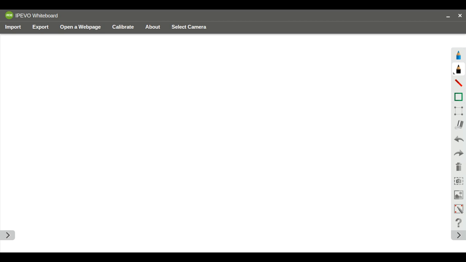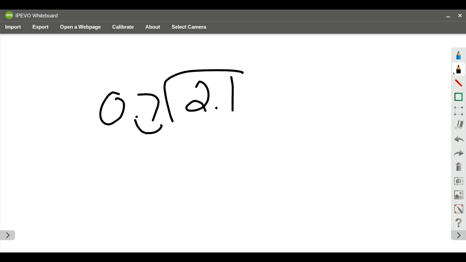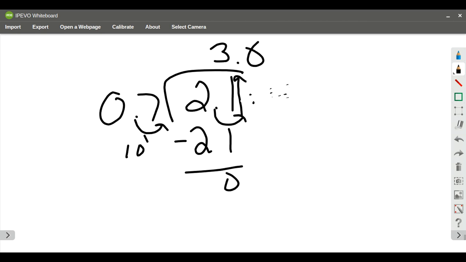Okay. I have 2.1 divided by 0.7. So I'm going to go ahead and move my decimal over 1 place in each, because I can multiply this by 10 to the first power, which means I have to multiply this by 10 to the first power to move the decimal. And when I do that, now I can solve by looking at how many times 7 goes into 21. 7 goes into 21 3 times. So I get 21. I subtract, so my answer is going to be 3.